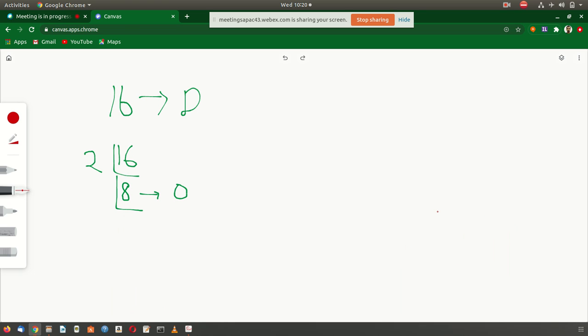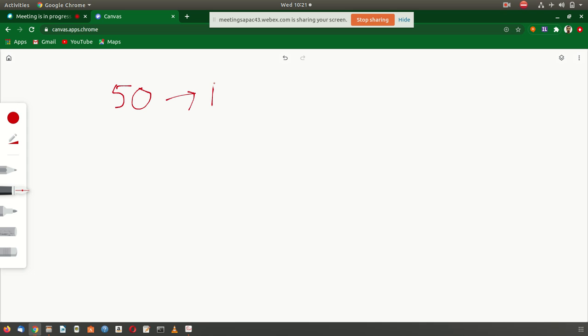So do one yourself, then we will conclude. Find for 50, let us say 50. What will be the binary number for 50? This is the decimal number. Find for 50 what will be the equivalent representation. Okay, and you can message me the answer.